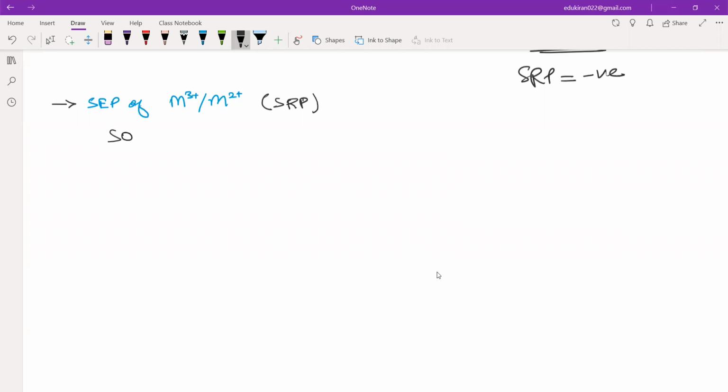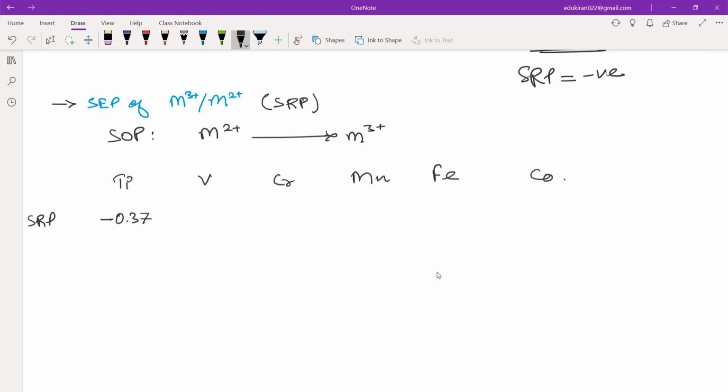So what will be the SOP reaction? Standard oxidation potential will be M2 positive to M3 positive, right? So this will be the SRP for M3 positive and M2 positive. It is like having titanium, vanadium, chromium, manganese, iron, and cobalt. So here we have minus 0.37. These are the SRP values.